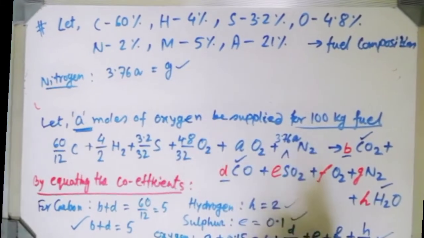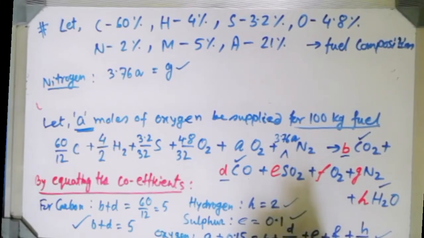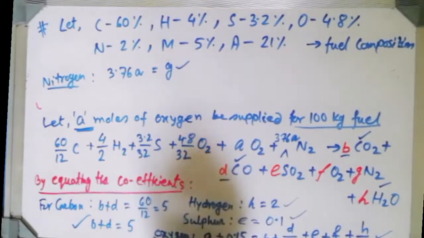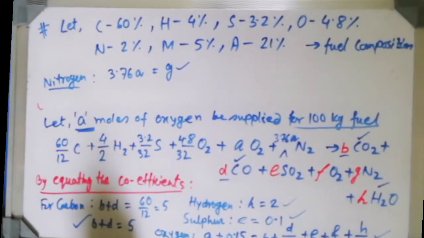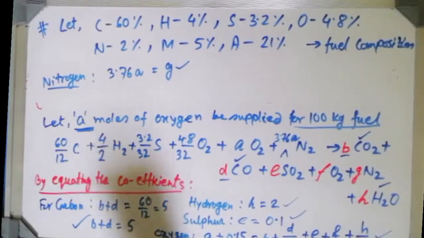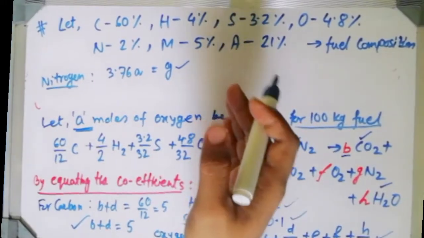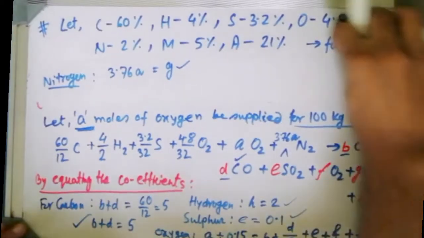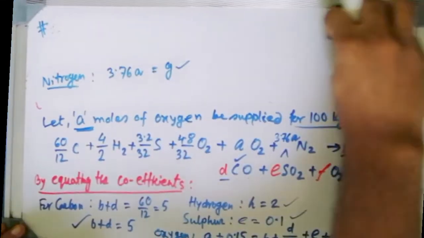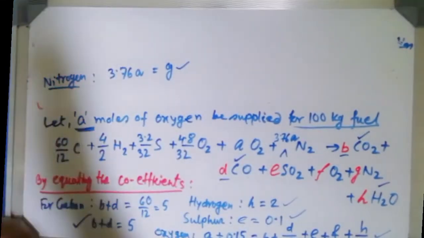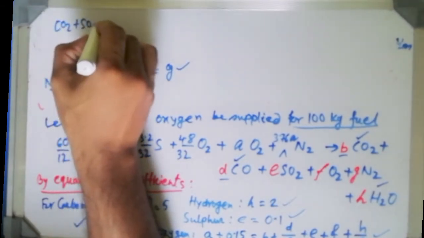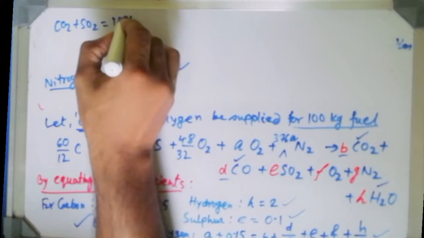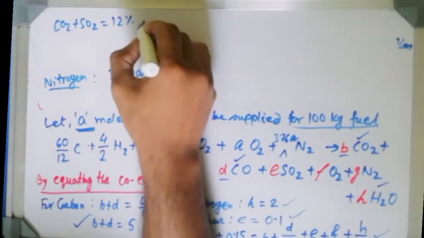Now already I have erased the thing. Already from the given data some information was given, that is CO2 plus SO2 was given for 12%. Then carbon monoxide is also given 2%, and oxygen was given 4%, and nitrogen 82% was given in the problem data.